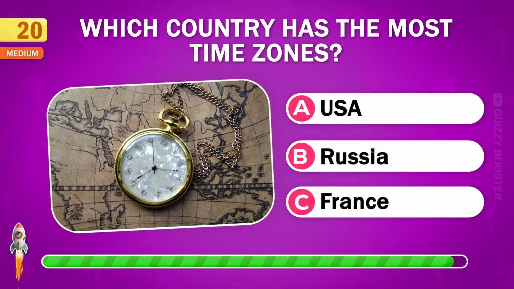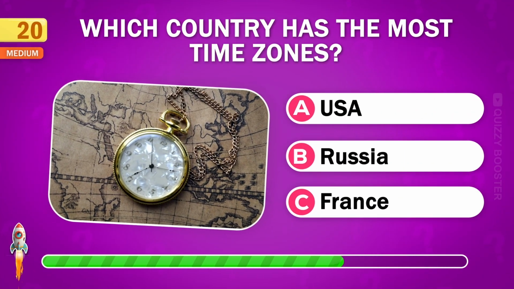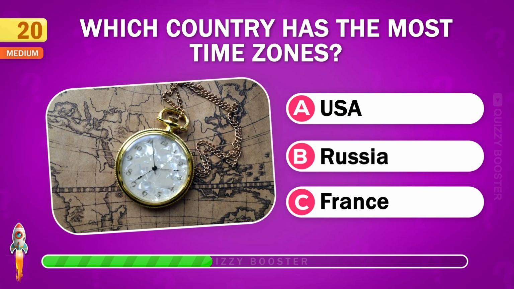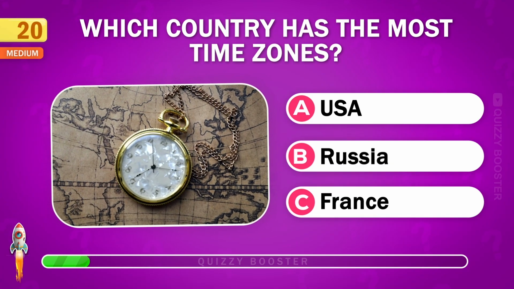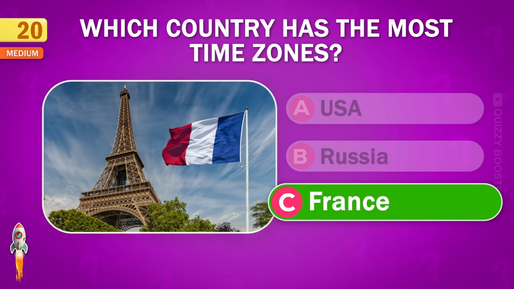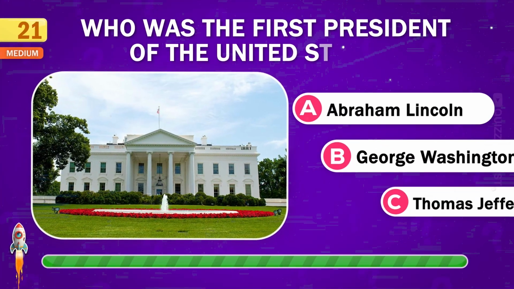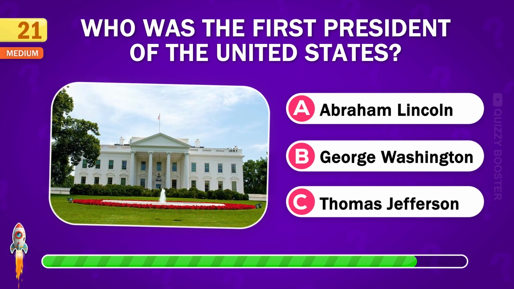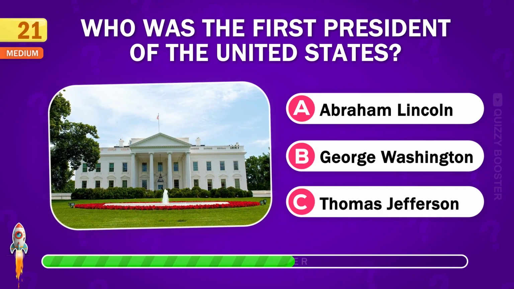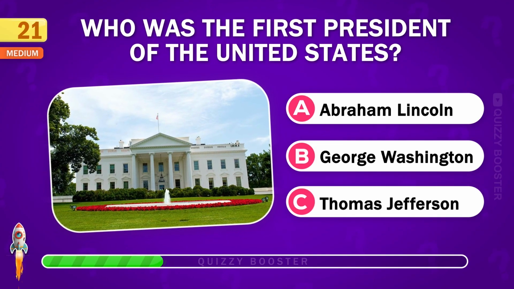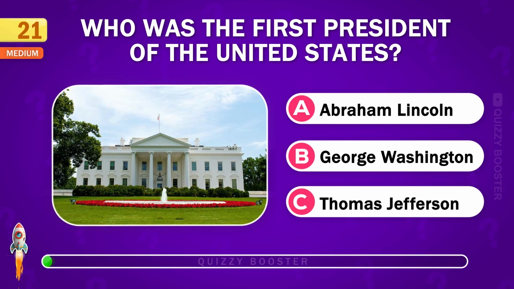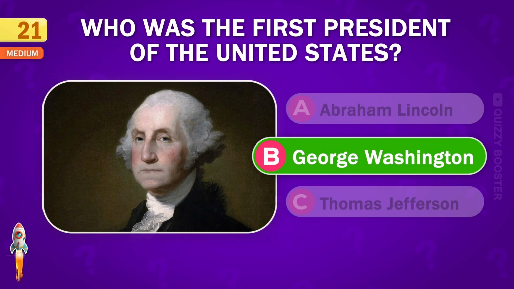Which country has the most time zones? France. It leads due to overseas territories. Who was the first president of the United States? George Washington. Served from 1789 to 1797.